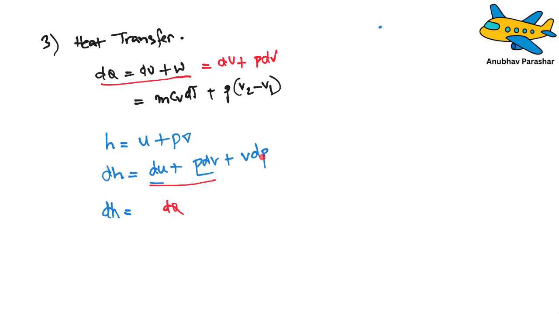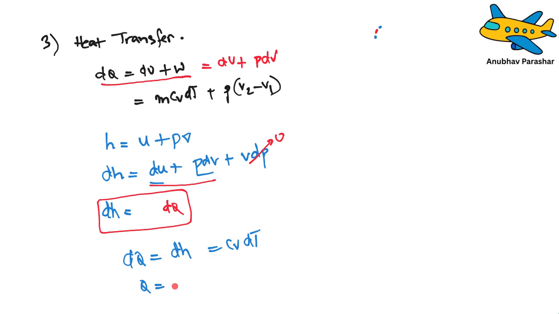And if the pressure is constant, can I say dp is equal to 0? So the heat transfer is coming out to be dq equal to dh, change in enthalpy. And we all know the change in enthalpy is mcp delta t. So here the heat transfer is the change in enthalpy, which is equal to mcp delta t.